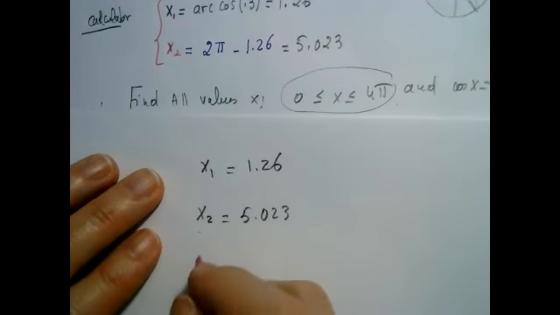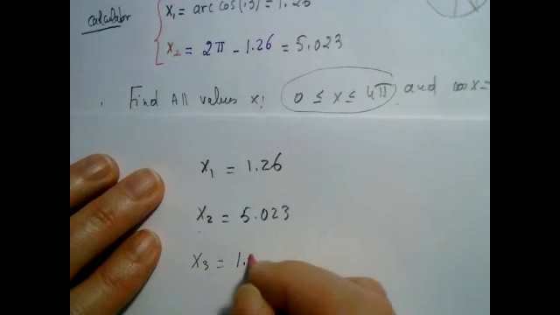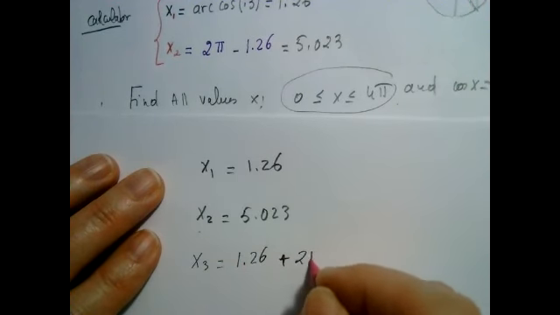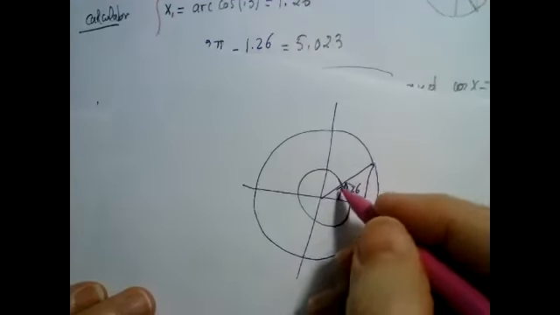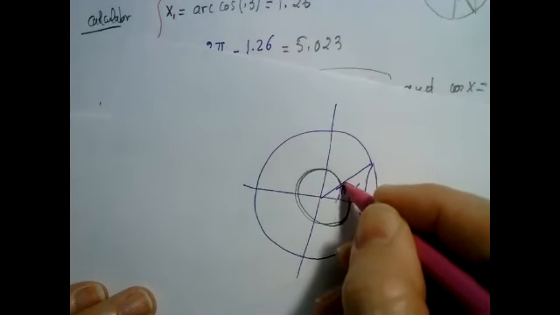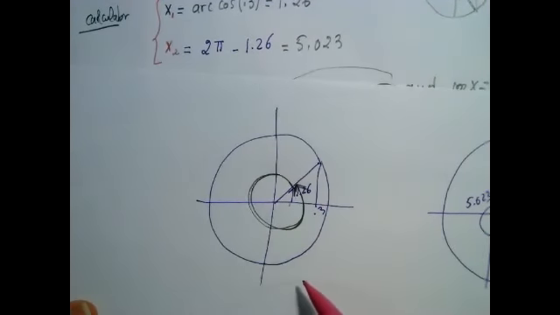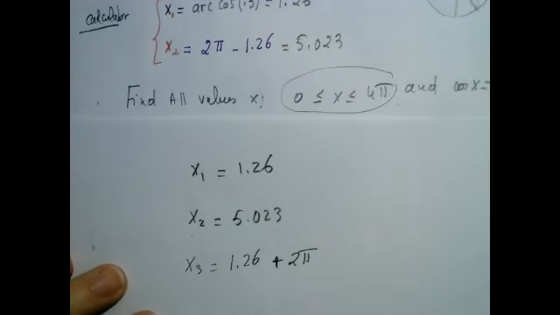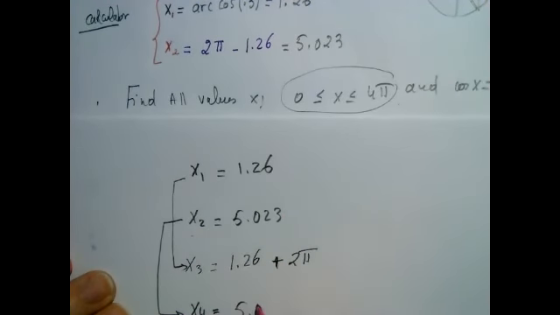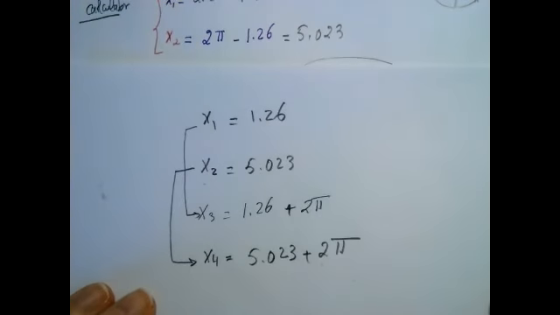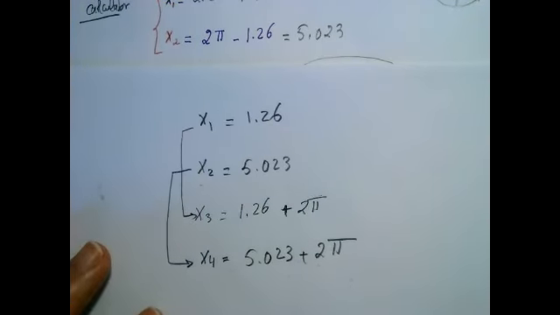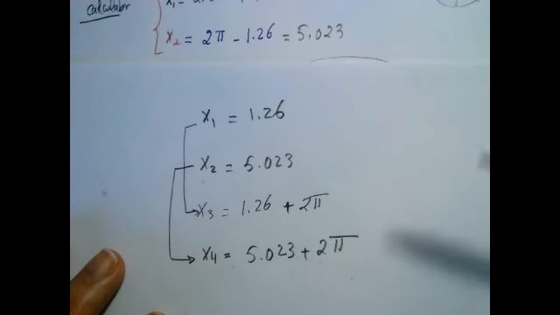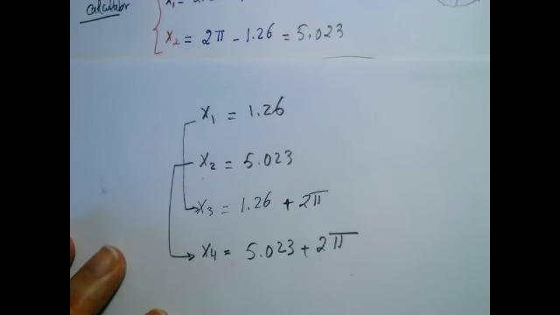So if I want more, I take this one and I add 2 pi to it. So I wrap around the circle one time, and then I'm gonna get another angle, and this would be between 0 and 4 pi. And then I can get a fourth one. I add 2 pi, or I can use the other angle and I add 2 pi to it. And this will give me 4 angles. So between 0 and 4 pi, I'm going to have 4 angles that have cosine 0.3. And then I keep going on and on and on.